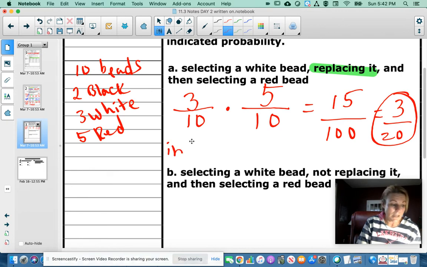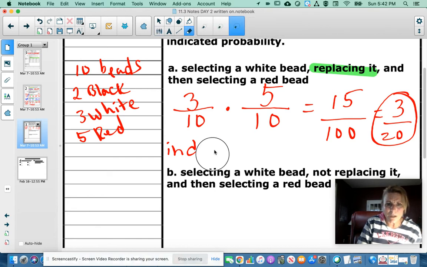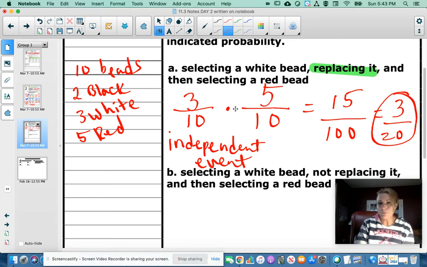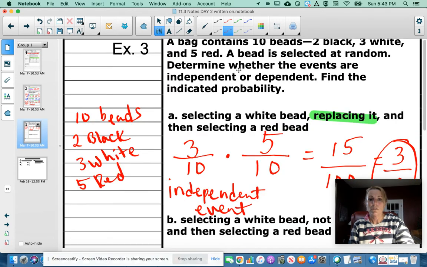This is called an independent event, because the second probability did not depend on the first probability, because we replaced the first bead we took out of the bag.